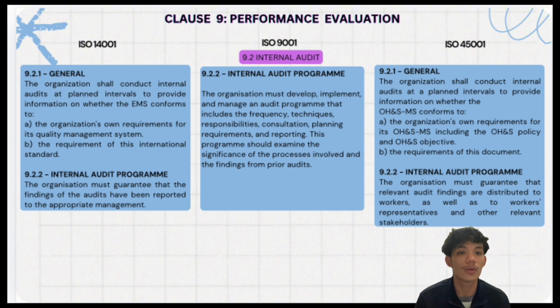Compared to ISO 9001, in the internal audit program, the organization must develop, implement, and manage an audit program that includes the frequency, techniques, responsibilities, consultation, planning requirements, and reporting. This program should examine the significance of the process involved and the findings from prior audits.